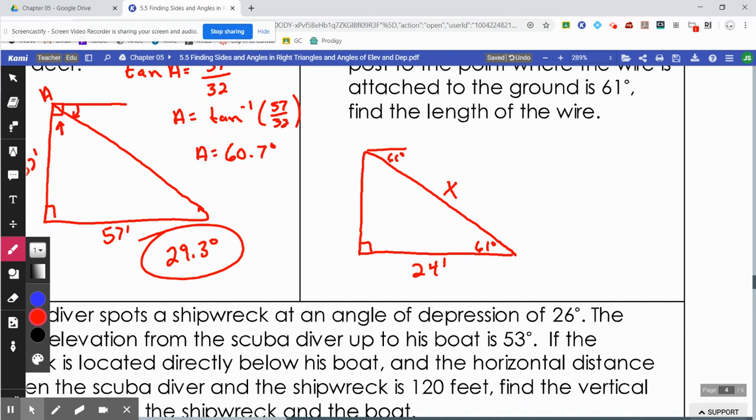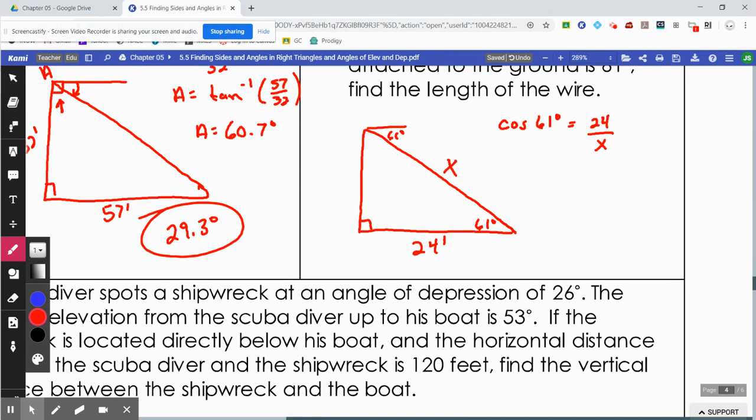So that would be adjacent and hypotenuse. That would be a cosine problem. The cosine of your angle is equal to adjacent over hypotenuse. When you switch the x and the cosine of 61, you'll find out that x is 24 divided by the cosine of 61, which is about 49.5 feet.